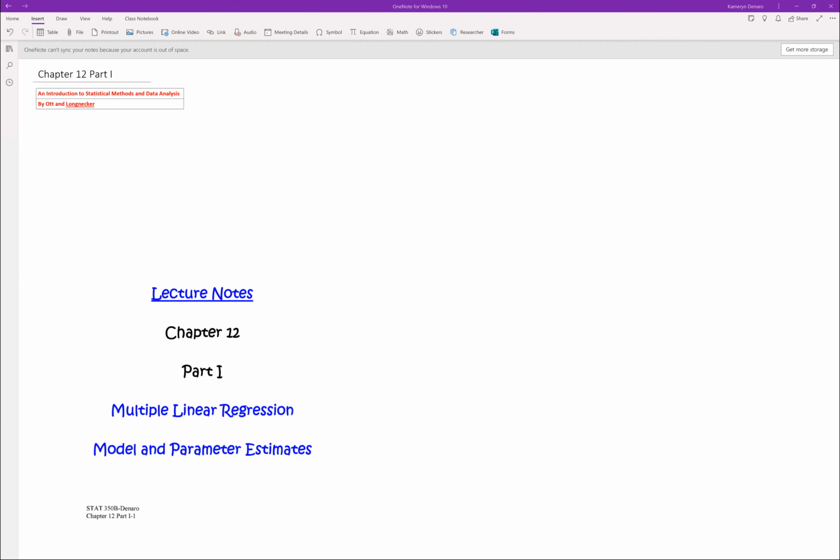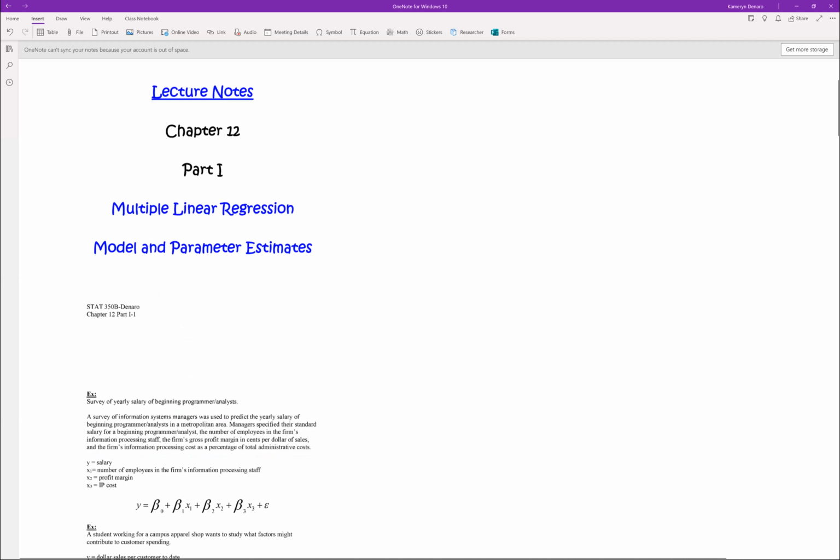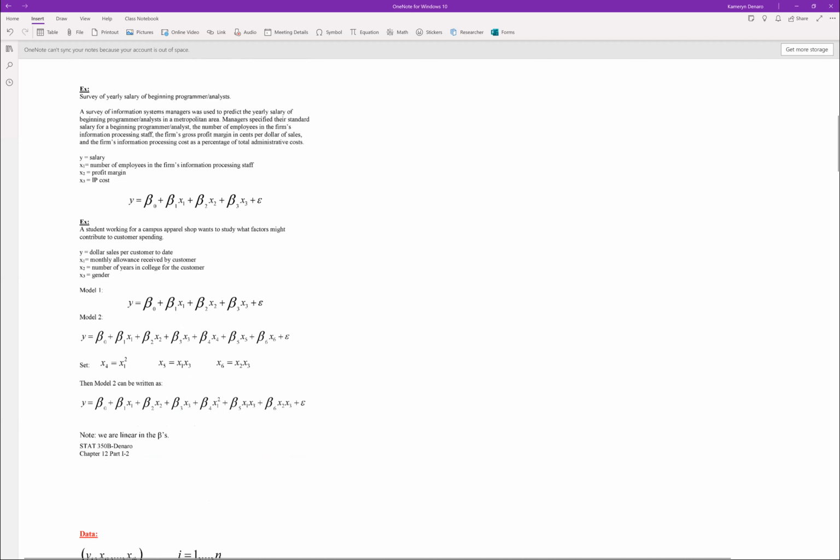Hello, everyone. We're working on Chapter 12, Part 1, An Introduction to Statistical Methods and Data Analysis by Ott and Longnecker. In this chapter, we're going to be discussing multiple linear regression, model, and parameter estimates. All right, example. Survey of yearly salary of beginning programmer/analyst.